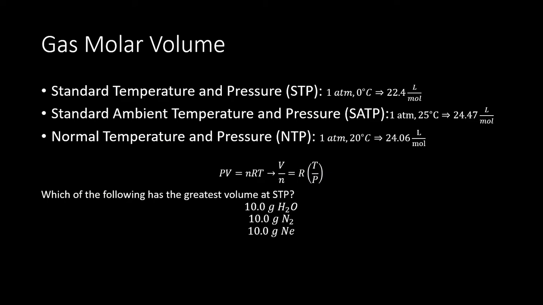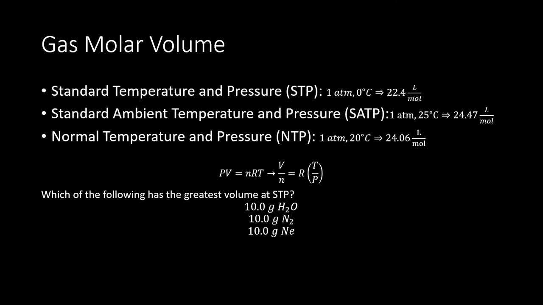Standard ambient temperature and pressure, or SATP, is 1 atmosphere and 25 degrees Celsius, which is approximately 24.47 liters per mole. And then normal temperature and pressure, or NTP, is 1 atmosphere and 20 degrees Celsius, or 24.06 liters per mole. There have been some systems that look at 1 bar instead of 1 atmosphere. They're very similar in amount. 1 atmosphere might be 1.0-something bar, or it might be the other way around. But essentially, we're still commonly using systems of 1 atmosphere at certain temperatures.